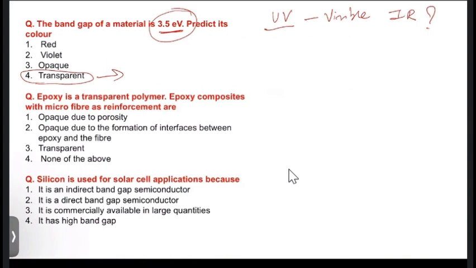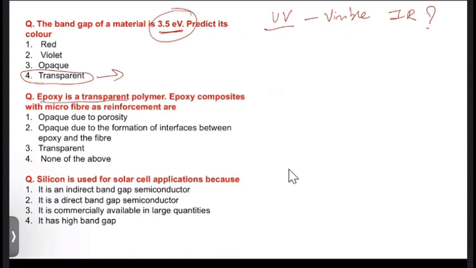Epoxy is the next question. Epoxy is a transparent polymer. Epoxy composites with microfiber as a reinforcement are opaque due to porosity, opaque due to the formation of interfaces between epoxy and the fiber, or transparent, or none of the above.